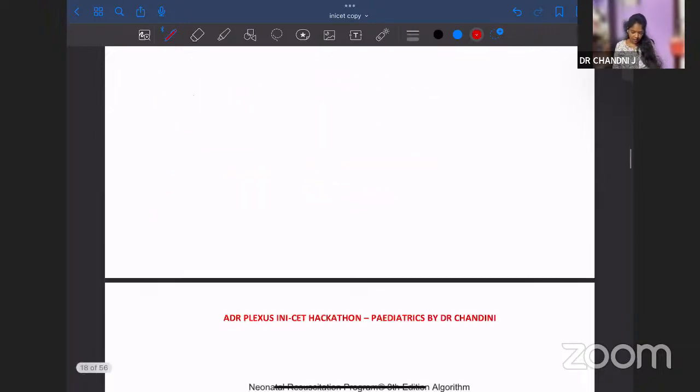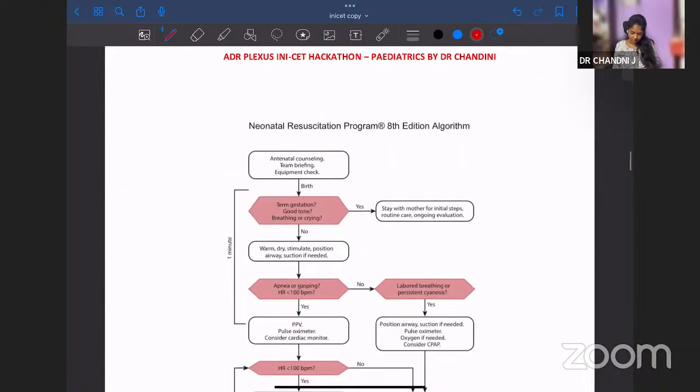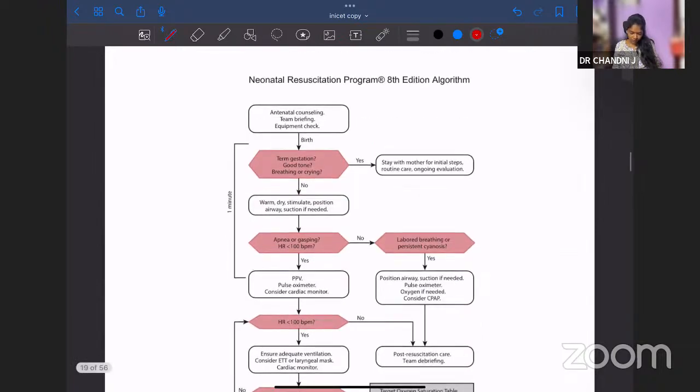Now coming to NRP. What is NRP? NRP is the neonatal resuscitation program. So what to do? If you see here, what are we doing in NRP? We will do team briefing and equipment check before the birth of the baby. Before the birth of the baby, we will ask four pre-birth questions. First question is, what is the gestation? Second question is, what is the color of the amniotic fluid?